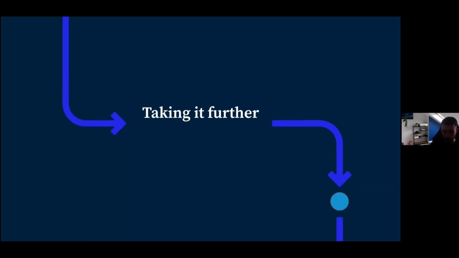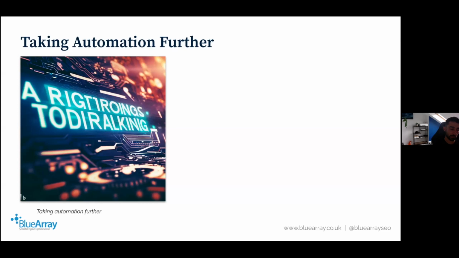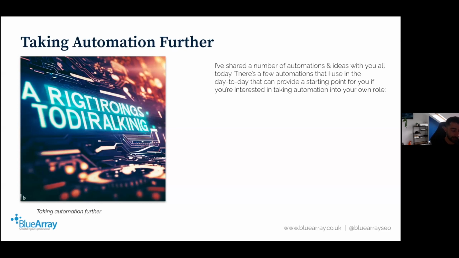Cool. So that's most of the content that I'm going to be going through today. But one final thing, taking it further. I've shared a number of automations and ideas, and there are a few that I use day to day that can provide a starting point if you're interested in taking automation into your own role. One of the easiest is creating automatic Screaming Frog crawls and automatic report building in Looker Studio. There's an article on the Screaming Frog website that provides all the information you need for that. It can be really useful for understanding a website's health over time.